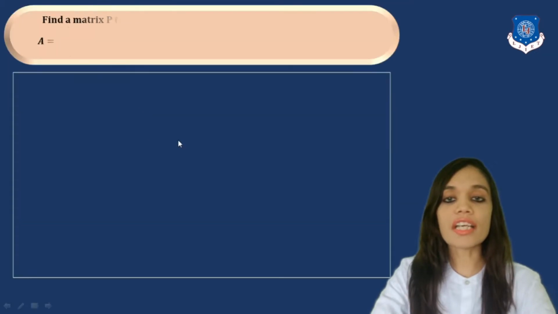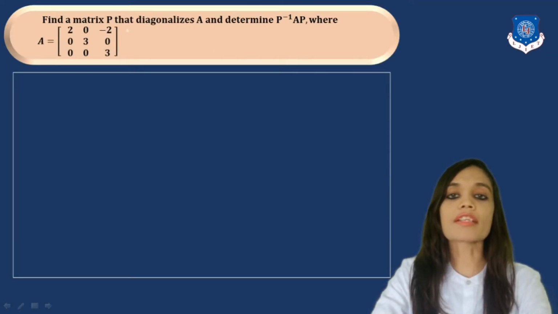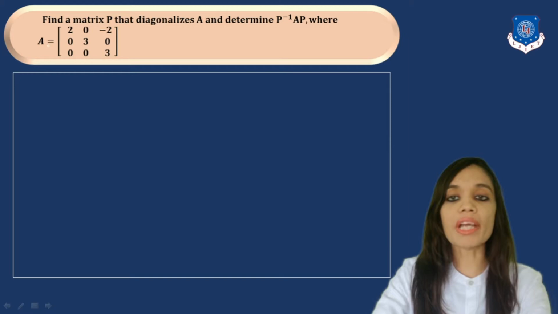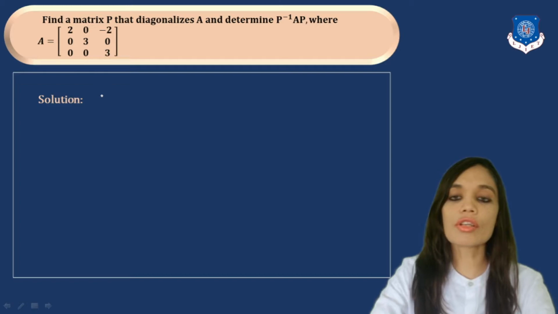So let us understand this using one example. We have to find a matrix P that diagonalizes A, and also we have to determine the value of P inverse AP, right? So here we are given the matrix A as 2, 0, minus 2, 0, 3, 0, 0, 0, 3. Okay, so now let us start with the solution.